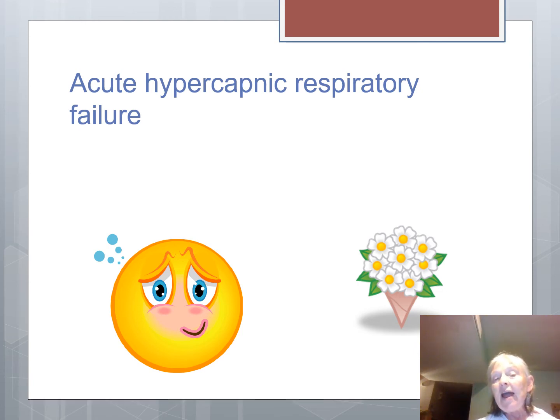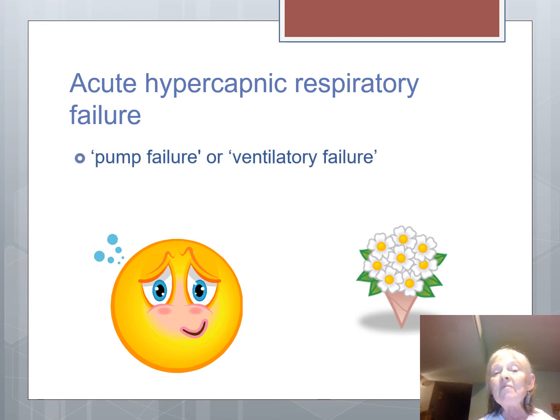The other side of the house is the acute hypercapnic or ventilatory respiratory failure. The books have changed enough to where ventilatory is now taking over hypercapnic. They actually mean the same thing. Remember, hypercapnic means high levels of CO2, greater than 45 millimeters of mercury. This is your pump failure or the ventilatory failure, okay?